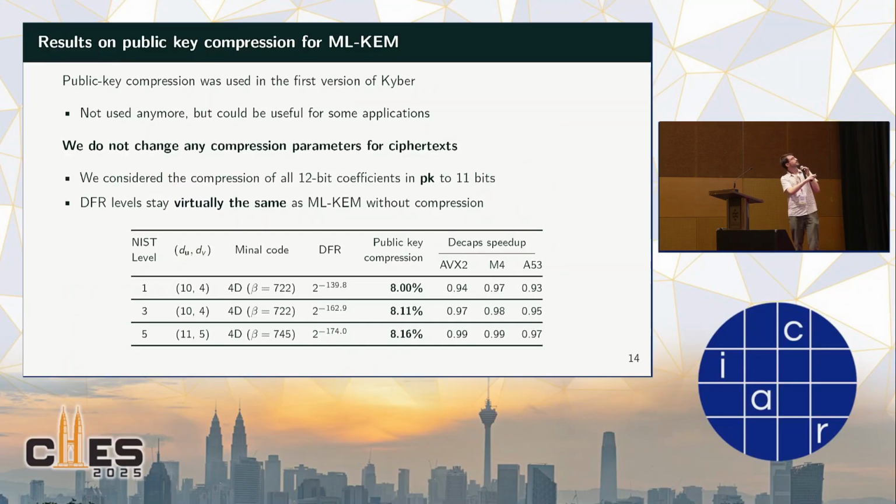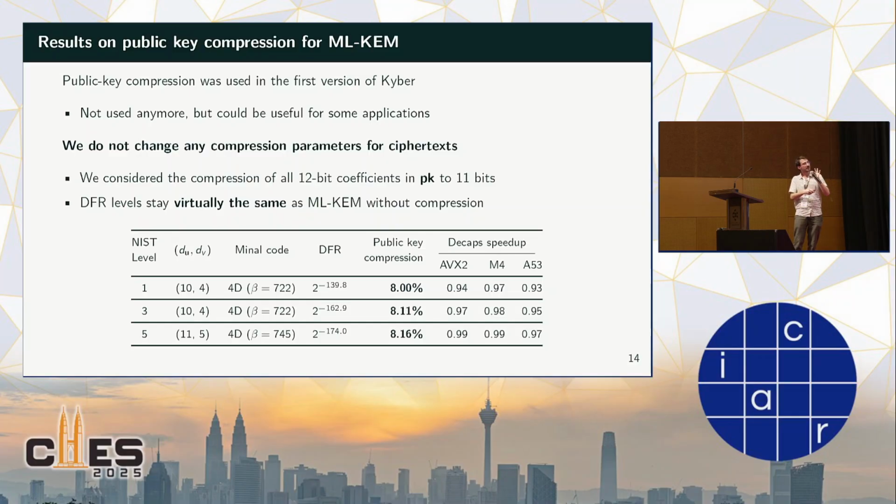So for public key compression, we consider it because it was used in the first version of Kyber. It's not used anymore, but can be useful for some applications. And for that, we didn't change any compression parameters for the ciphertext. We only compressed the 12-bit coefficients in the public key to 11 bits. And the DFR stayed virtually the same as ML-KEM without compression.